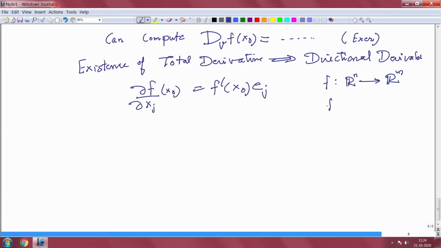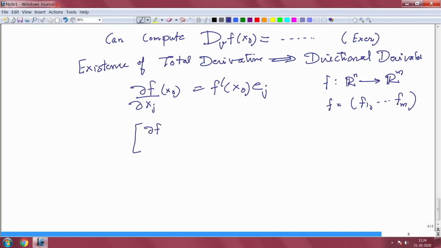So, that I can write my f is equal to f1 through fm. So, when you look into equations like f(x) equal to 0, it basically gives you m equations in n unknowns. That is what you will get eventually. So, now I arrange this. This is actually an m-vector, because f has m components. I arrange it as a column vector.